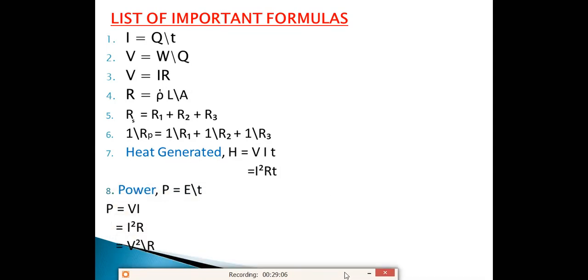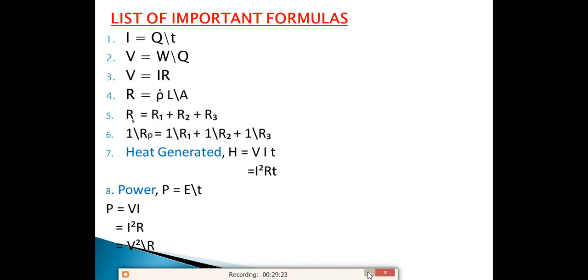So go through the formulas once and practice the numericals accordingly. Read the questions properly and understand what physical quantity you have to calculate in the question. Then recall which formulas you have to use. Write the formula, put the values in the formula, and then solve the question.